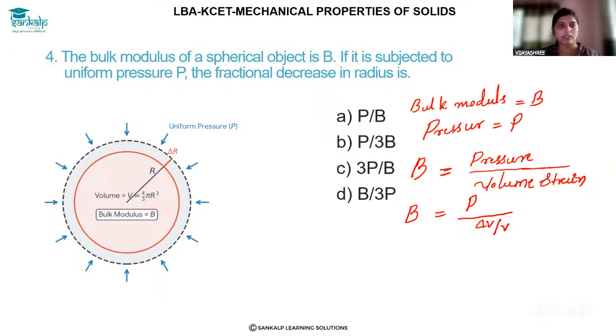Since the pressure compresses the sphere, volume gets decreased. So let us consider just the modulus, not taking the negative sign. Let us ignore the negative sign for this instance. Volume decreased means we should take it as negative, but we will ignore it. Just consider this value.